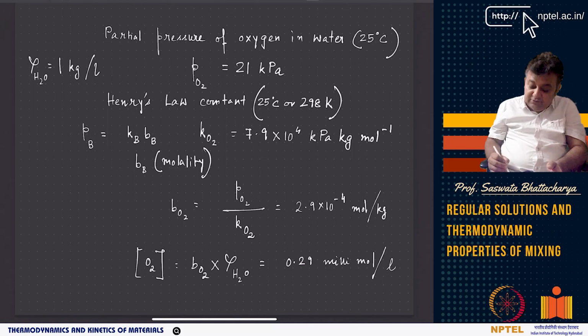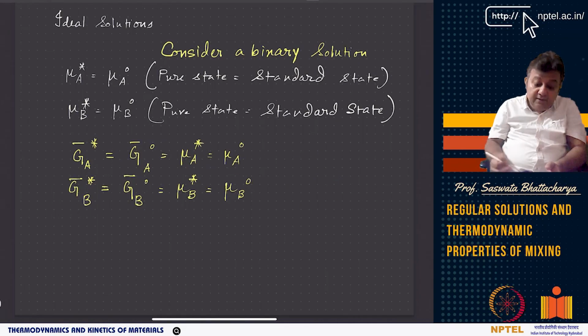So if I know BO2, then the concentration of O2 in moles per unit volume is BO2, that is molality, times rho water, right? As you can see, this kg is per solvent. So BO2 times rho water gives you 0.29 millimoles per liter of water solvent. So the amount of oxygen dissolved at 25 degrees Celsius, from what is given, we find out to be 0.29 millimoles per liter, right?